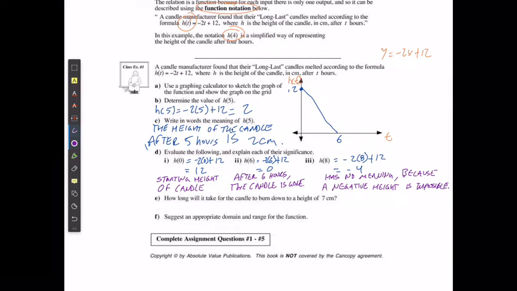How long will it take for the candle to burn down to a height of 7 centimeters? If 7 is equal to negative 2t plus 12, then I'm going to subtract 12 from both sides and say negative 5 is equal to negative 2t. Divide both sides by negative 2, and I'm going to say that 5 over 2, or 2.5, is equal to t, which means it takes 2.5 hours.